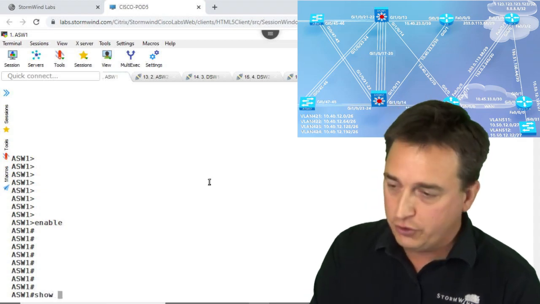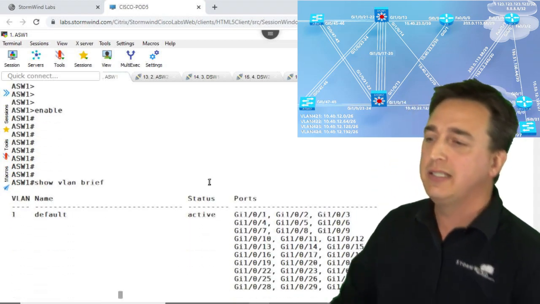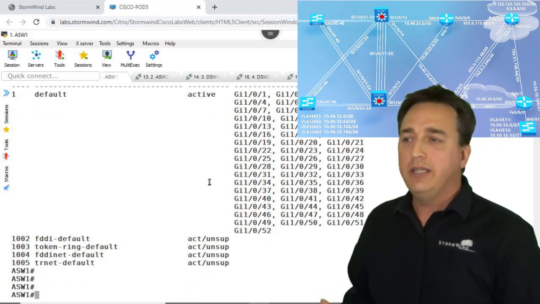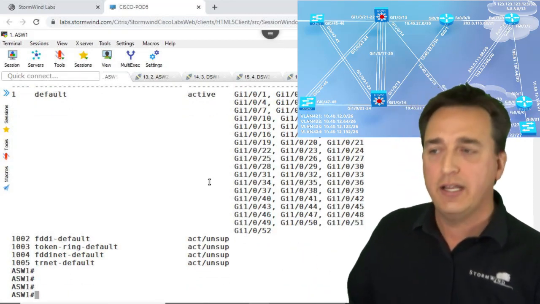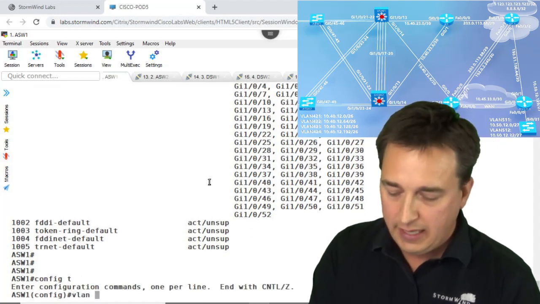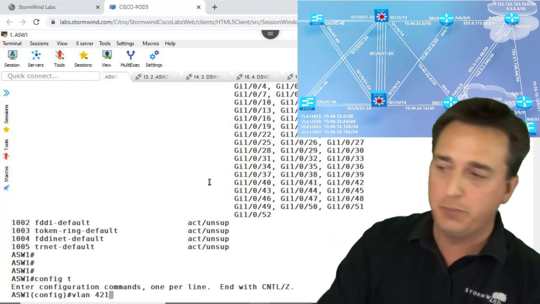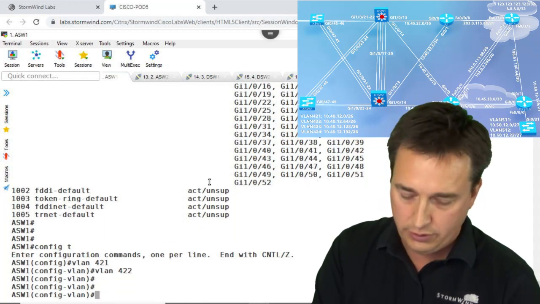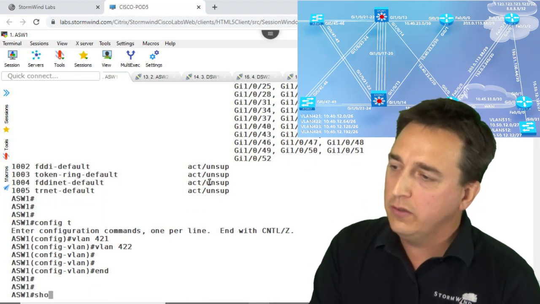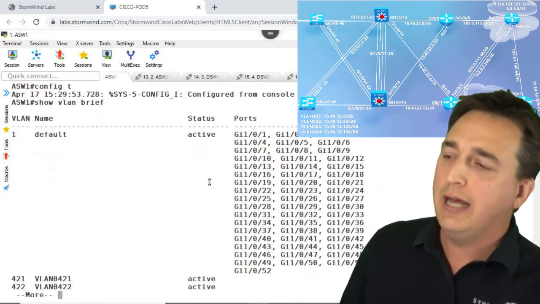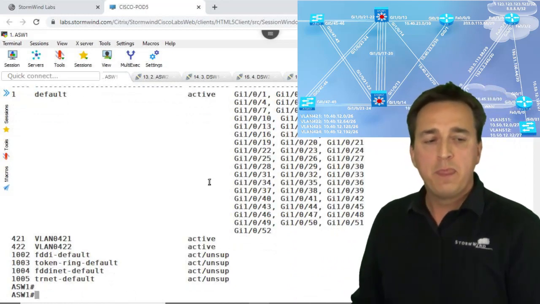So if we type in here, show vlan brief, to take a look at the VLANs that are on this particular access layer switch, we'll see that it only has the 5 default VLANs currently. So when I create my VLAN, we'll type in VLAN 421 based on my topology. Let's create another one too at the same time, VLAN 422. And taking a look at show vlan brief again, we'll see that the VLANs were created.